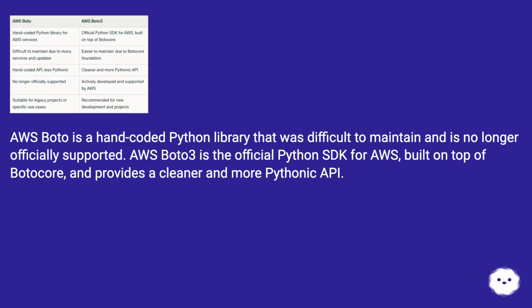AWS Boto is a hand-coded Python library that was difficult to maintain and is no longer officially supported. AWS Boto3 is the official Python SDK for AWS, built on top of Boto core, and provides a cleaner and more Pythonic API.